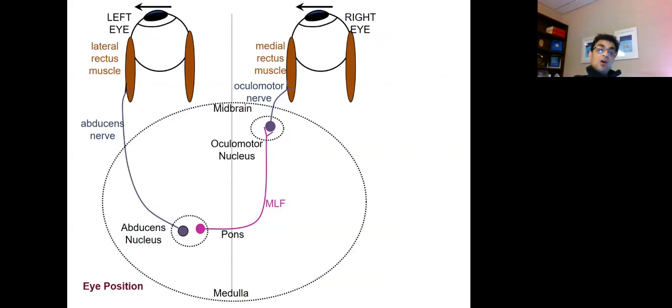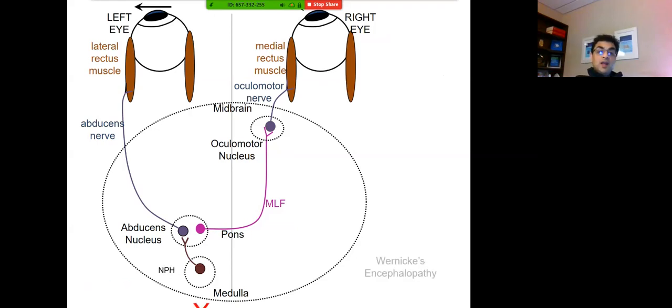So now eye positions. As we were talking, gaze holding is very important. In order to hold the gaze, you need a mechanism in another area of the brainstem called nucleus prepositus hypoglossi. So this nucleus prepositus hypoglossi also feeds into the abducens nucleus, and NPH actually works as a neural integrator, which means it takes the velocity of the eye and converts it into position. And that is very important to hold gaze steady.